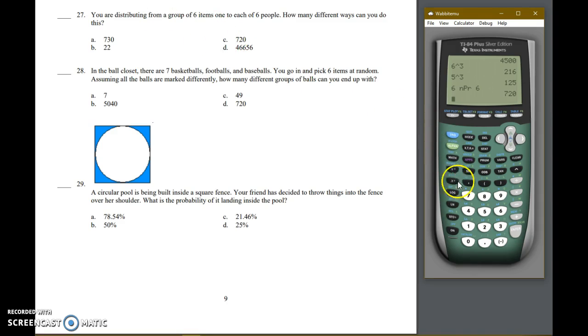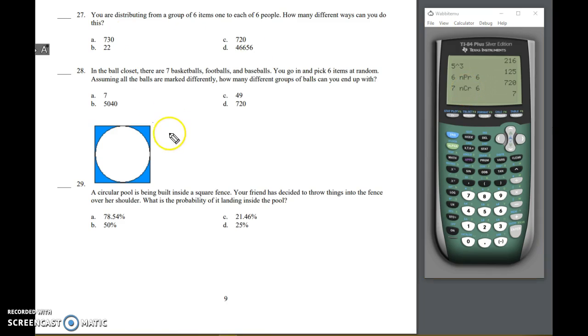Now for 28, we had 7 objects, and I'm going to go to math again, and I arrow over to probability. This time I'm going to go to 3 because it was a combination, and we were combining them with 6. So 7 objects combined 6 different ways. We were grouping them in groups of 6, and our answer is 7. So that's how you use your calculator to calculate the permutation and combination.